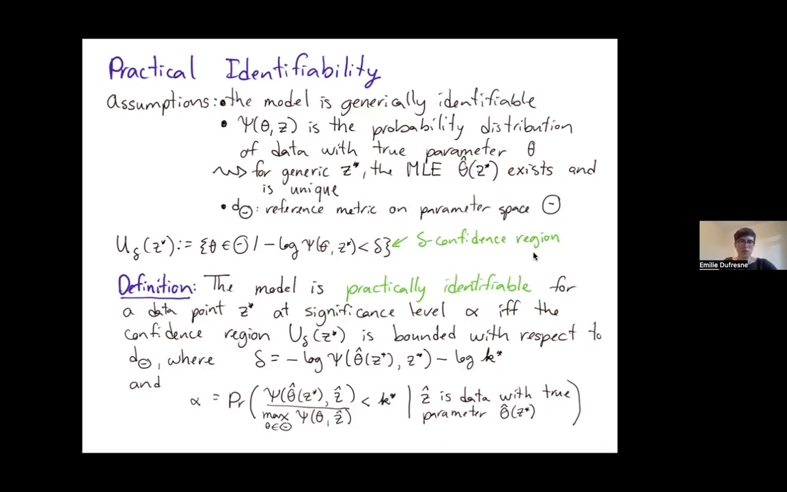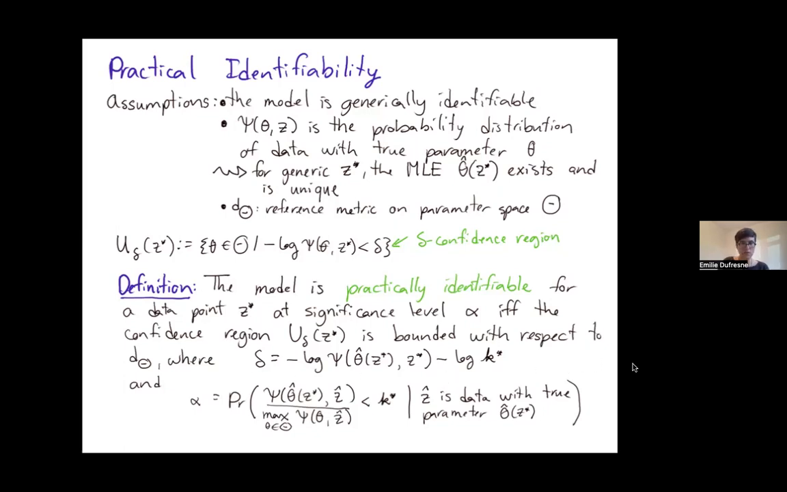Okay, so we end up with this thing. It's a confidence region inside of parameter space. And we'll say that the model is practically identifiable for data point Z star at a significance level alpha, if and only if the confidence region U delta of Z star is bounded with respect to the metric d theta, where delta is given like this.